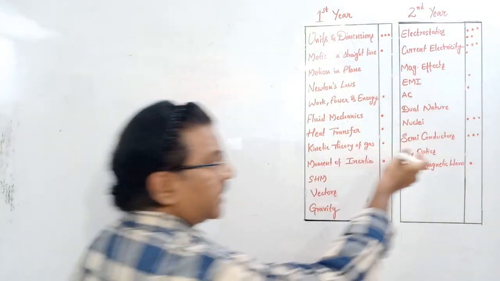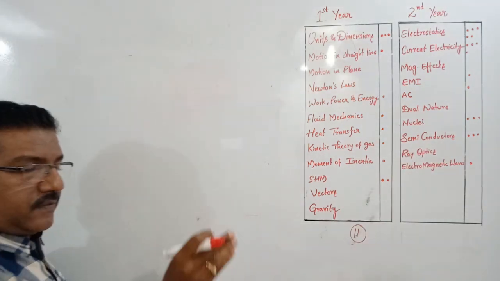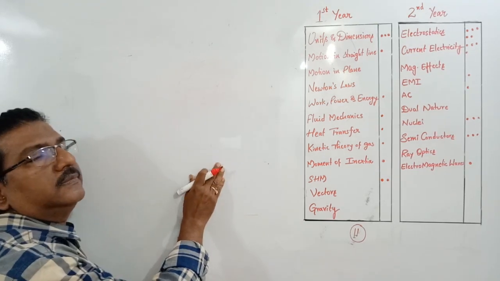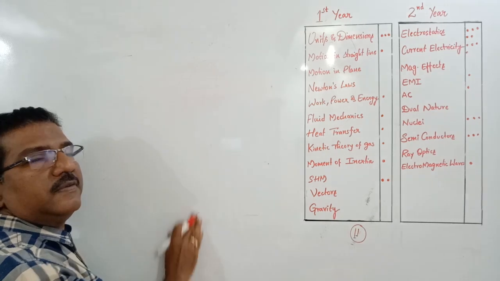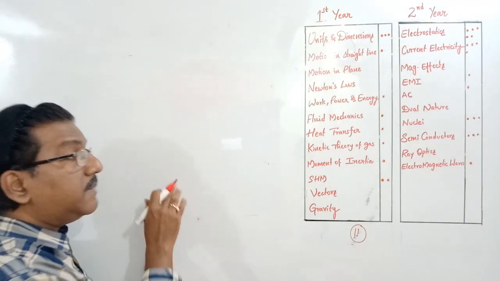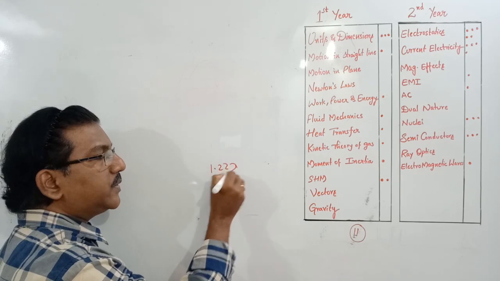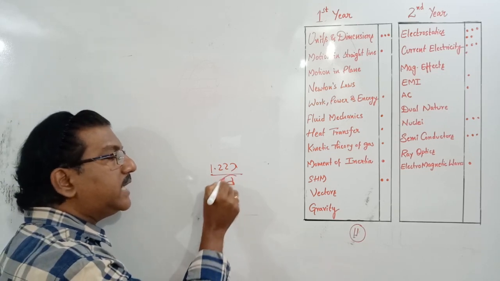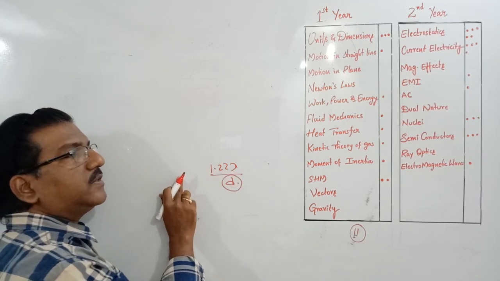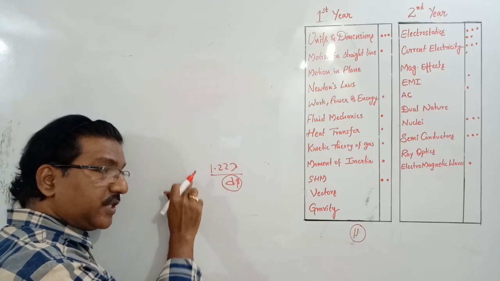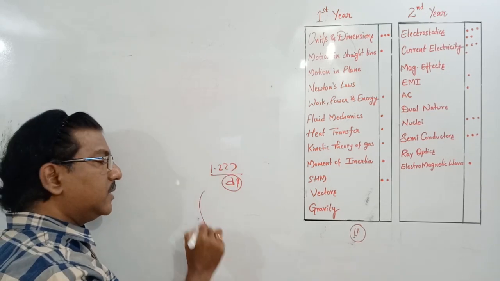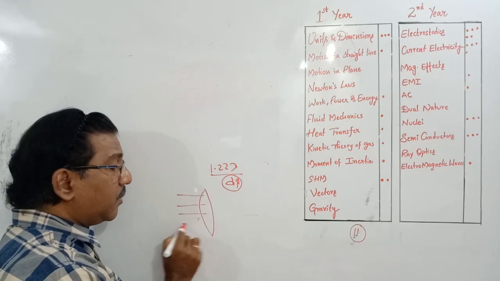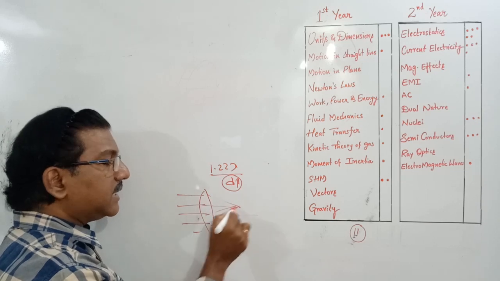Please come to ray optics. I said for the short-term students 3 days back, resolving power. What is it? Limit of resolution is 1.22 lambda by d. Limit of resolution is inversely proportional to resolving power. So we need more resolving power, less limit of resolution. If limit of resolution is less, resolving power is more. So the objective diameter should be more, for clarity and so on.